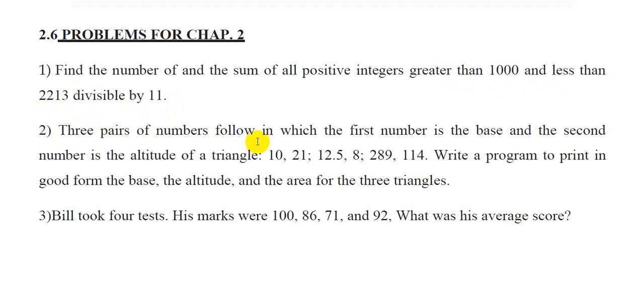2. Three triangles, in which the first digit is the base and the second digit is the altitude of the triangle, which means the elevation or height of the triangle, given in the following digital set, as you can see from the right: 10, 21, 12.5, 8, 289, and 114. Write the program here to print in a refined form the base and the altitude as well as the area of the three triangles all together.